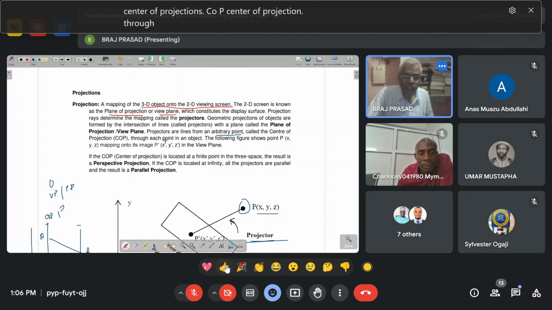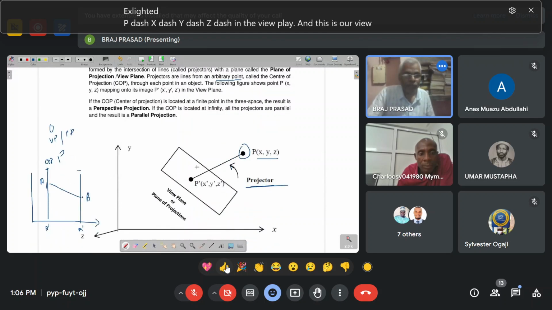Through each point in an object, these are our different points of the object. The following figure shows point P, x, y, z in 3D coordinates, mapping into its image P dash, x dash, y dash, z dash in the view plane, and this is our view plane.